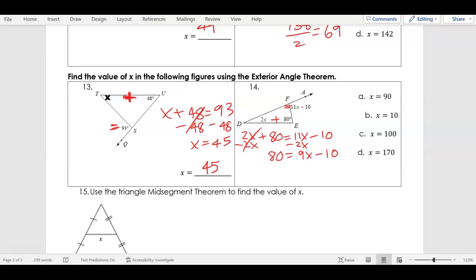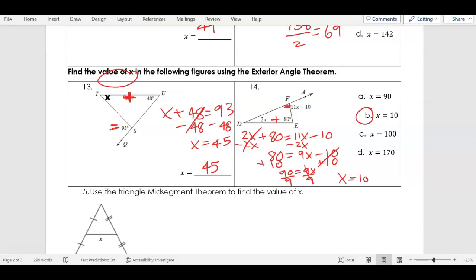Get rid of the loner, minus 10, plus 10, plus 10. Now I have 90 equals 9x. My last step to get rid of that coefficient is to divide by 9. And 90 divided by 9 is 10. Again, we're finding the value of x on both of these, so x is 10. Cool.